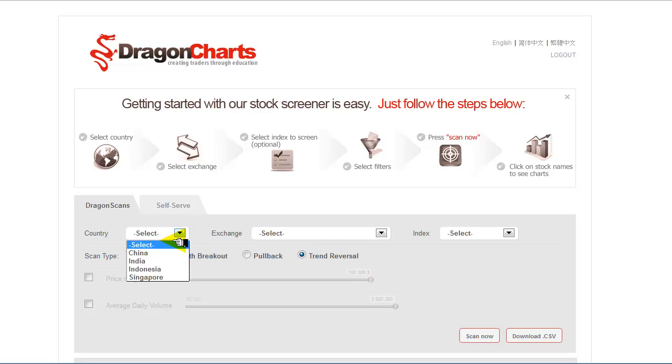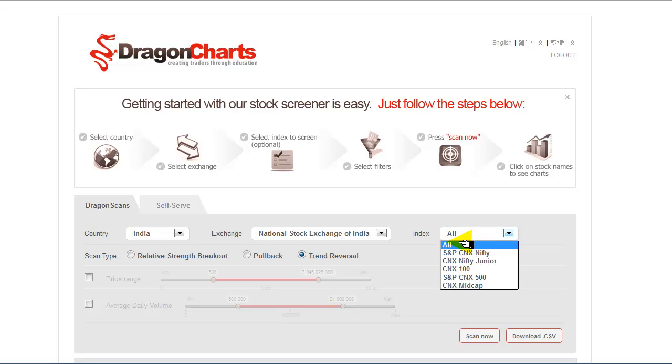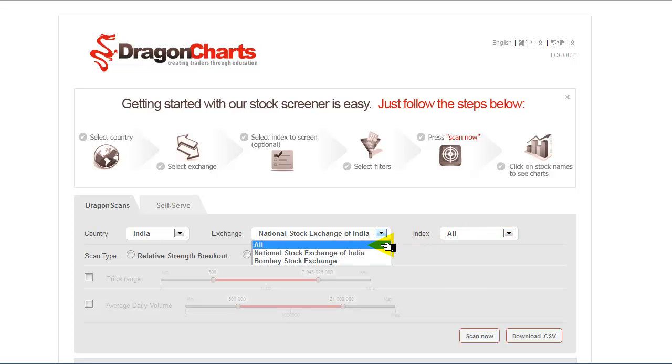Again, for country, we'll select India. And we can select an exchange, either National Stock Exchange or Bombay Stock Exchange, or we leave it on all and we can scan both exchanges. And if we wanted to select an index, if we wanted to limit our results to within a specific index, we could, but let's just leave that blank as well. So all exchanges, all indexes.